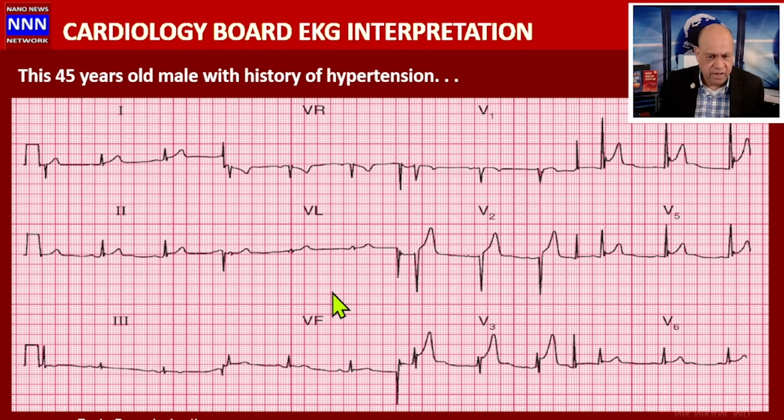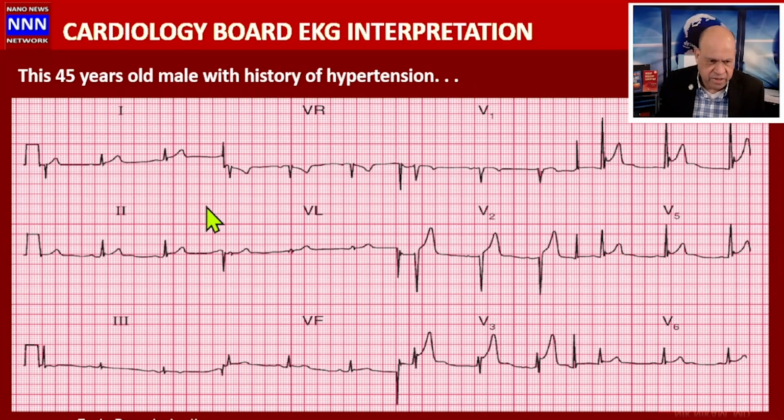If you're looking at an EKG like this, we have to say, what is the history? 45-year-old male with a history of hypertension. So this patient hasn't come with chest pain, fever, or malaise, or anything like that. So we are looking at what could be just a benign early repolarization.